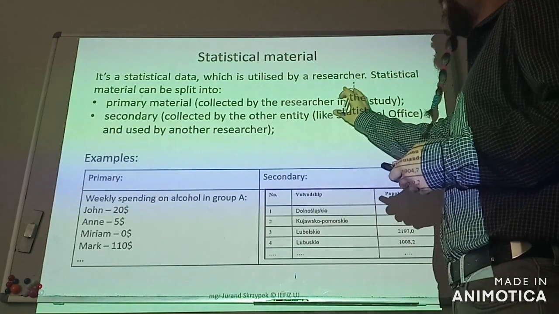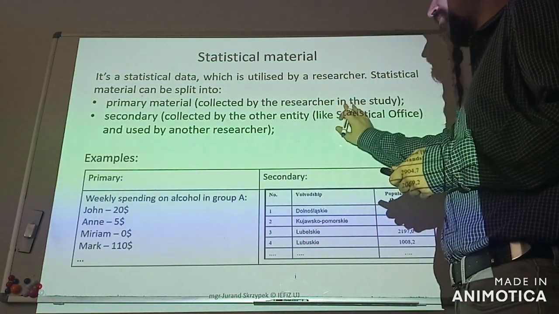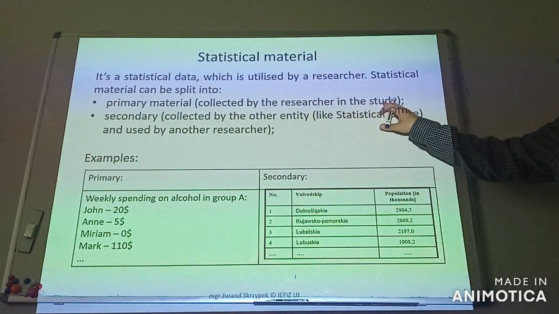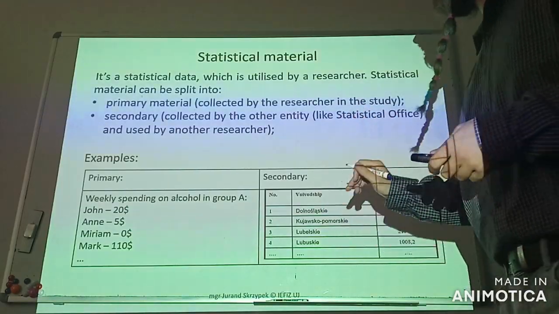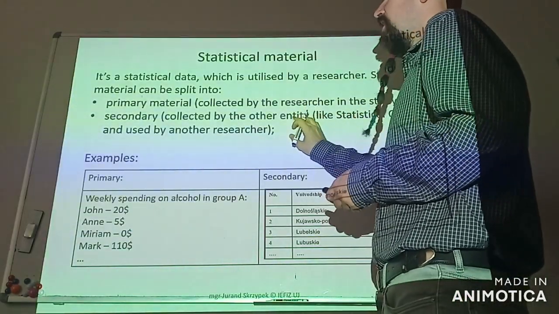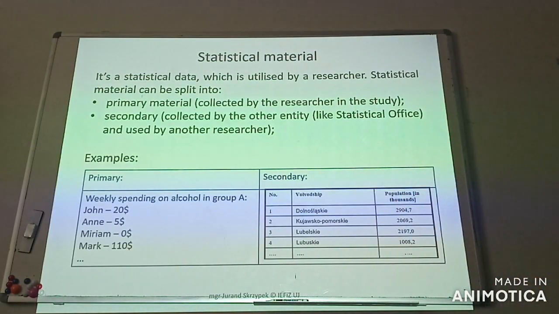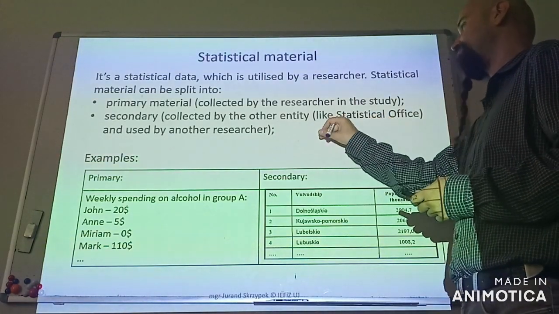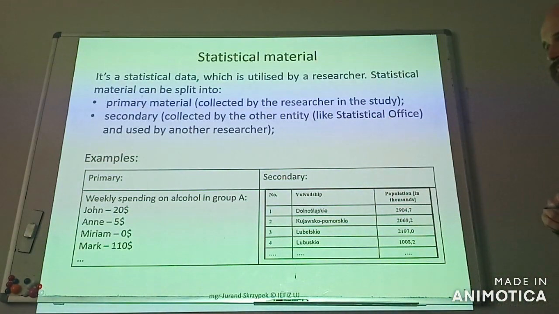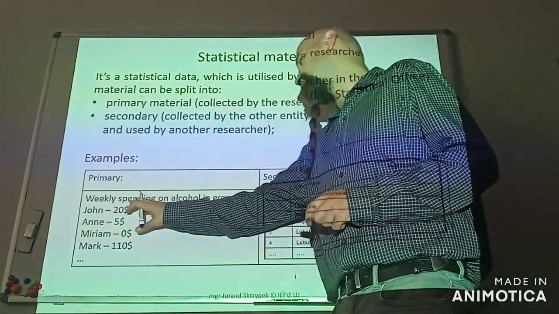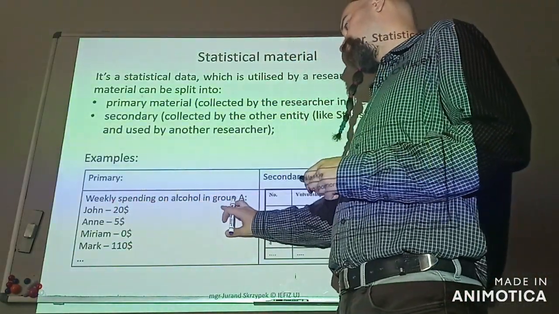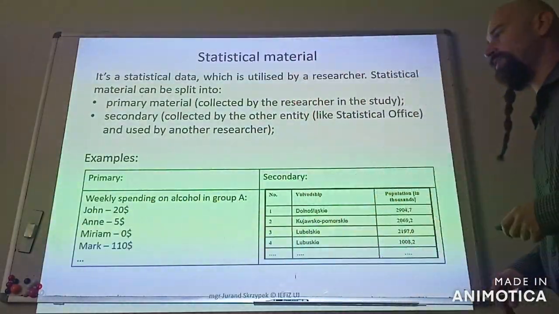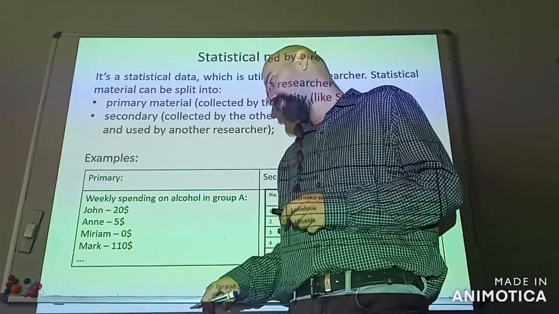And of course, we can divide it into primary material, collected by the researcher in the study, their own elaboration of the material, and secondary material, earlier elaborated by some entities like a statistical office. Here we have some examples. Someone investigated weekly spendings on alcohol in group A, and here we have the results.